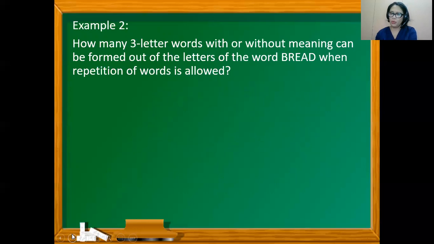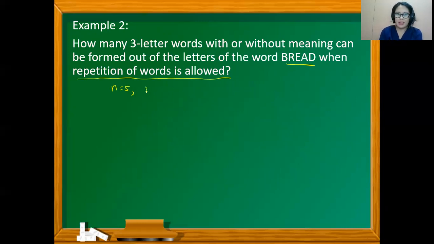So example number 2: how many three-letter words, with or without meaning, can be formed out of the letters of the word bread when repetition of letters is allowed? Okay, so the number of objects in this case is 5, so n equals 5, as the word bread has 5 letters, and r equals 3, as a 3-letter word has to be selected.